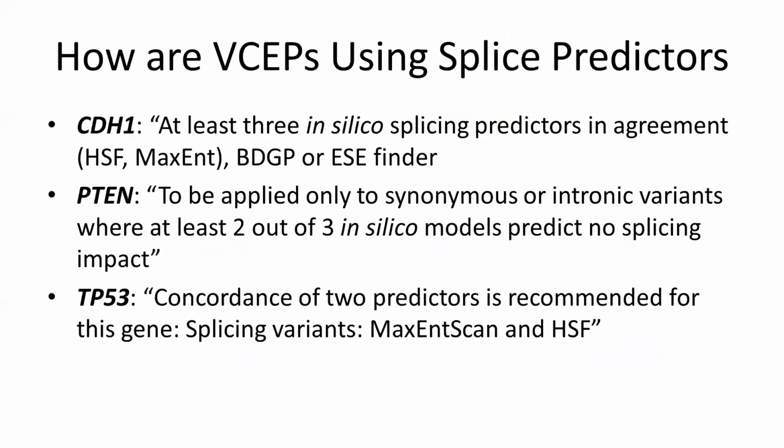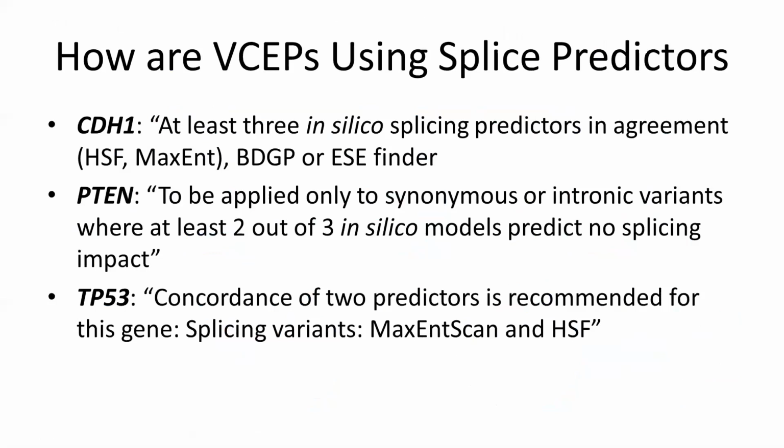So I just quickly reviewed the other VCEP rules to see how they're modifying or adapting the use of splice predictors. And so CDH1, PTEN, and TP53 each have a statement regarding the use of this rule. CDH1 is recommending at least 3 in silico splicing predictors needing to agree. They prefer HSF and MaxEnt, but the BDGP and ESE Finder are also accepted.